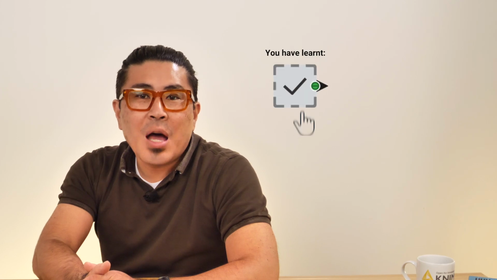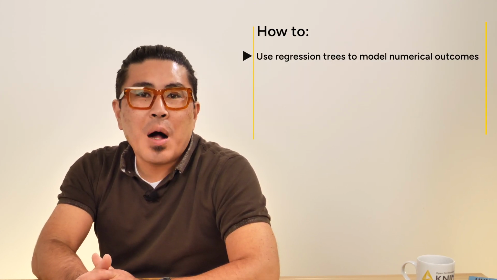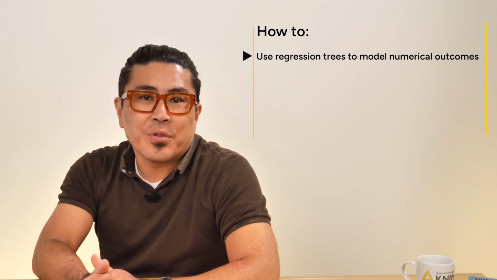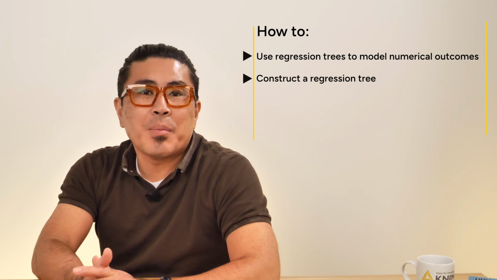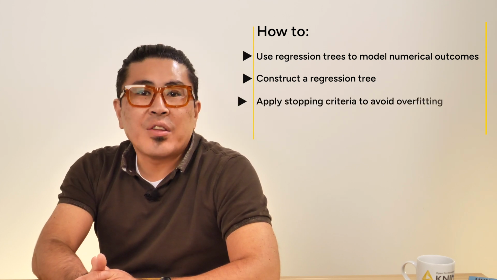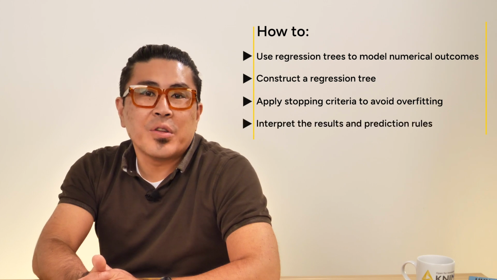In this video, you have learned how to use regression trees to model numerical outcomes based on input features. Construct a regression tree by finding optimal splits to minimize the total error. Apply stopping criteria to avoid overfitting and interpret the results and prediction rules generated by a regression tree.